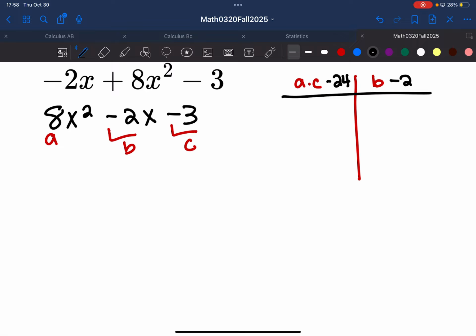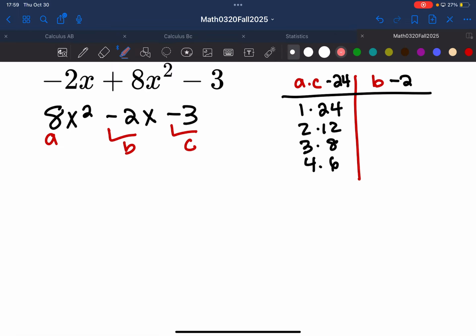Remember, we start writing our factors. So 1 times 24, 2 times 12, 3 times 8, 4 times 6. I think that's the last one. Since it's negative, either one of those terms can be negative. So it could be a -1 and a positive 24, or it could be the 4 and 6 on the bottom. Which one would have to be negative to add to -2? Negative 6.